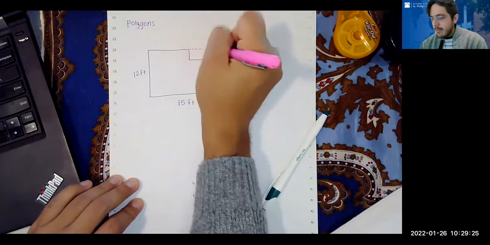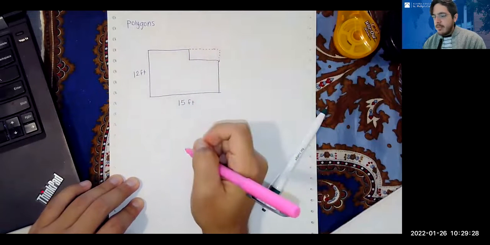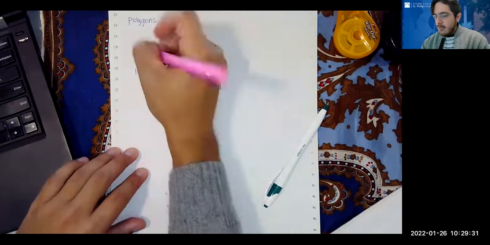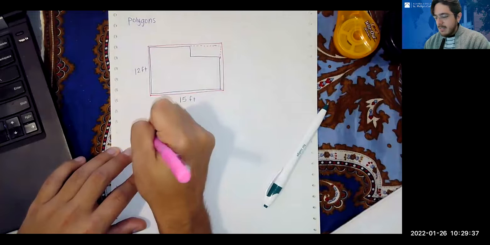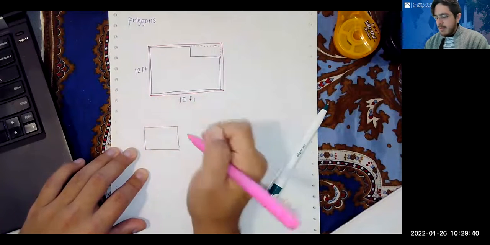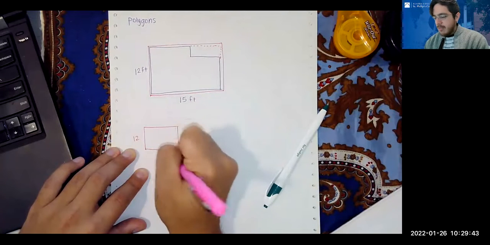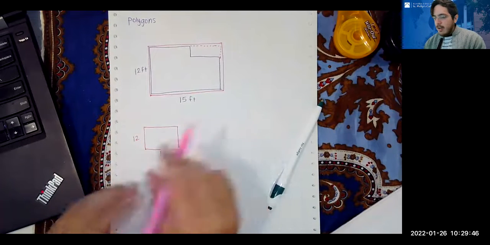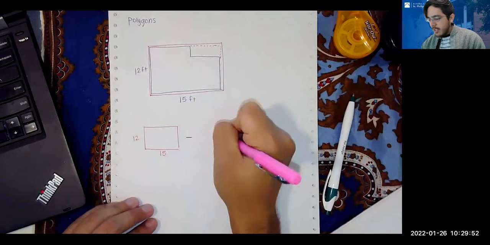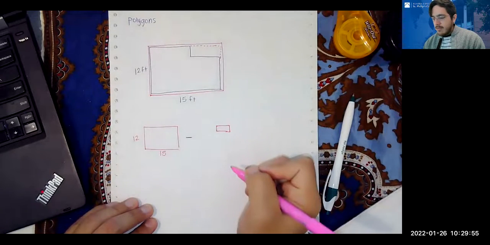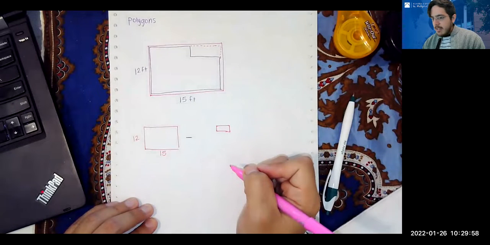It'd be a little bit harder to figure out, but what we could do is imagine that we completed the rectangle, right? And then what we could do is say, if I completed the rectangle, then I would know all of the side lengths. They would be 12 and 15 here, right? And then all I would have to do is cut out or subtract that little portion in the corner. So how do you know what that little portion in the corner is? Yeah, let's take a look at that. Let's try to figure that out.